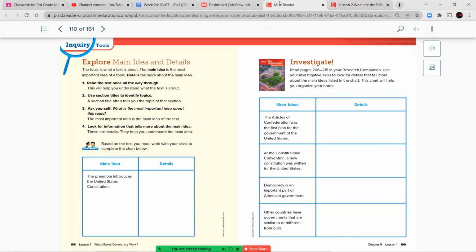All right, that takes us to the end of our reading. Our last section, the graphic organizer. Other countries have governments that are similar to or different from ours. We can say the United Kingdom has a prime minister who is like a president, but has more power. China has one leader with a lot of power, and South Africa and the United Kingdom have parliaments with elected leaders, just like the US Congress.